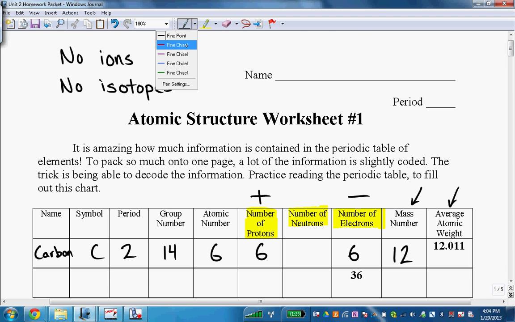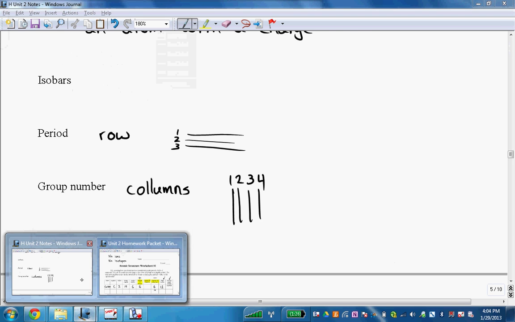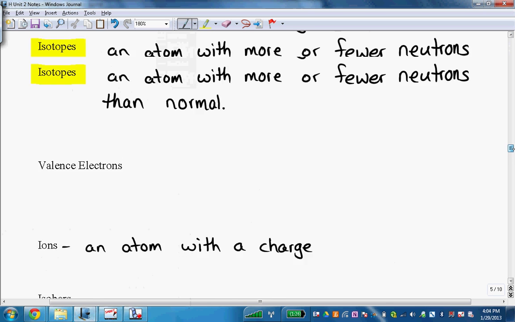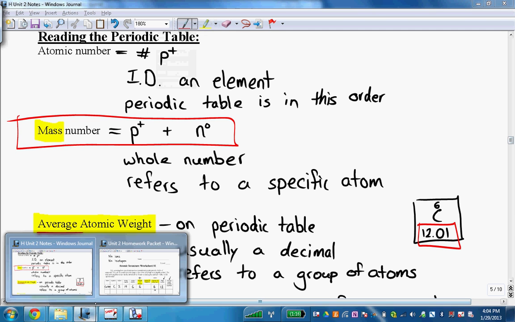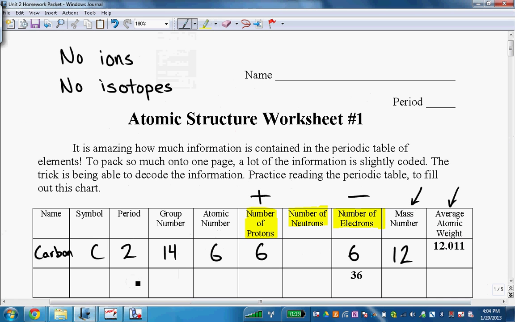Finally, I'm going to use the definition of mass number. Remember from your notes here. Mass number is equal to protons plus neutrons. So I have to be able to add together protons plus some number of neutrons to get to 12. 12 minus 6 is 6, so I have 6 neutrons.